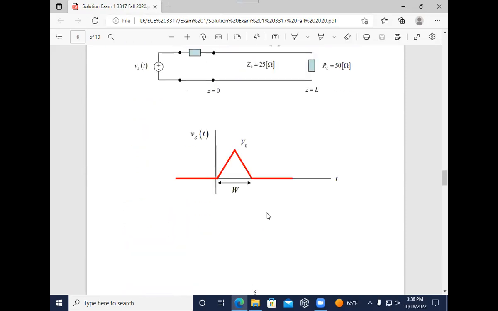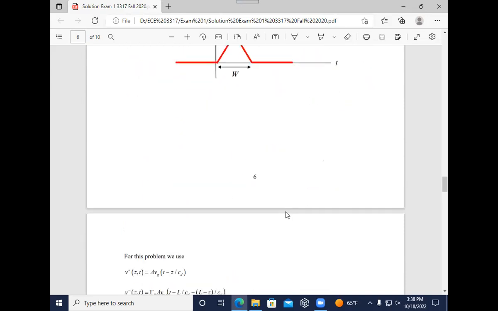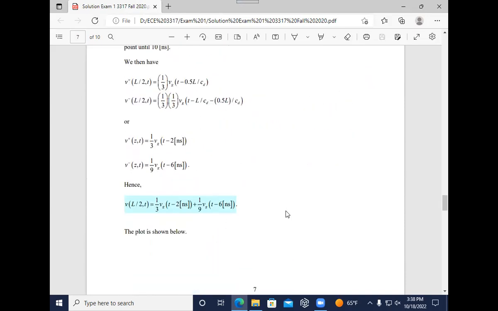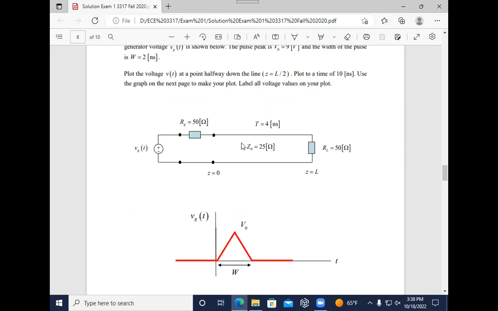Now we could keep on going. Let's see, what did it ask for us? Plot to a time of 10 nanoseconds. I think that's probably enough to do that. So the next term would be the one that goes all the way down, goes all the way back, and then goes there. How long would it take that pulse? 4 plus 4 plus 2, which is 10 nanoseconds. So you're not going to see that one until 10 nanoseconds, but it says plot up to 10 nanoseconds, right? So we don't have to worry about that one, right?